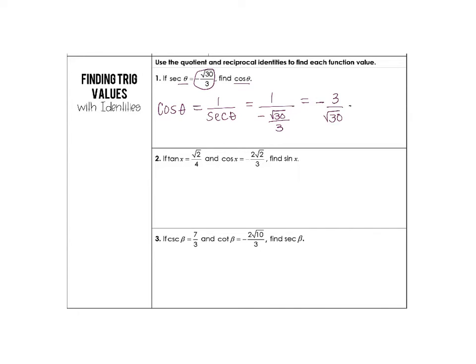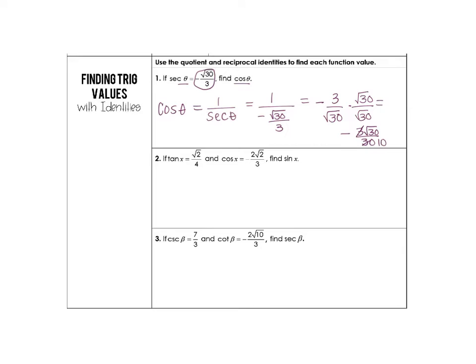We do need to rationalize here, rationalize the square root of 30. And so our final answer is going to be negative 3 times the square root of 30 all over 30. And of course, those 3 and 30 will cancel. So we have negative the square root of 30 all over 10.